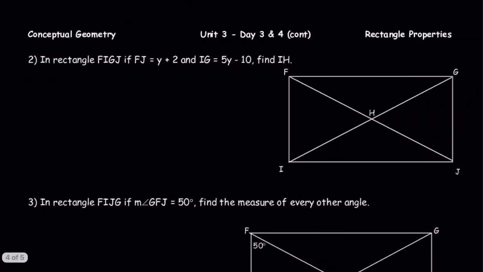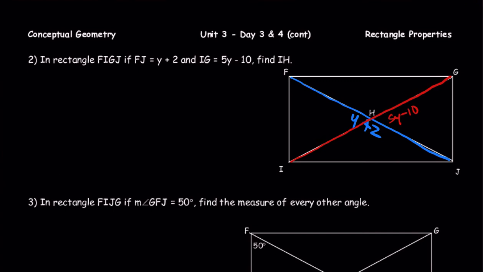Let's move on. A little bit more challenging here. Not a whole lot, but a little bit. It says in rectangle FIGJ, FJ. So where's FJ? FJ is the whole diagonal is y plus 2. So all right, let me color code this. The whole diagonal, the whole thing is y plus 2. And IG, okay, so this isn't as challenging as it could be. That's the other diagonal. That diagonal is 5y minus 10.